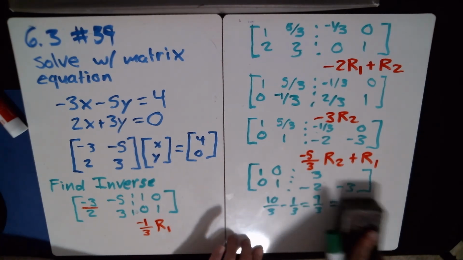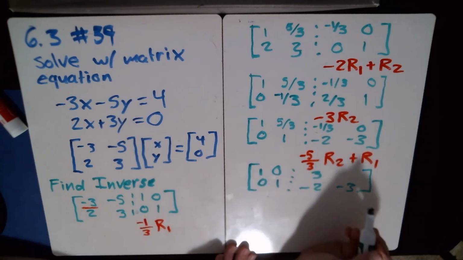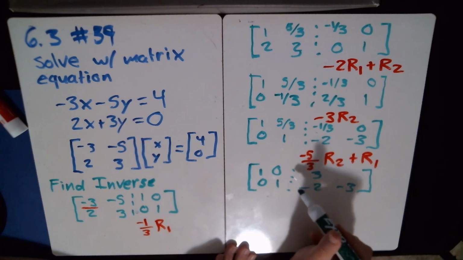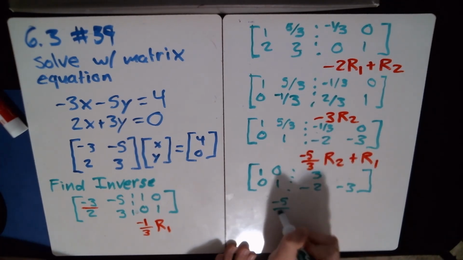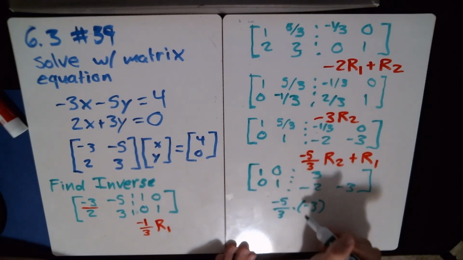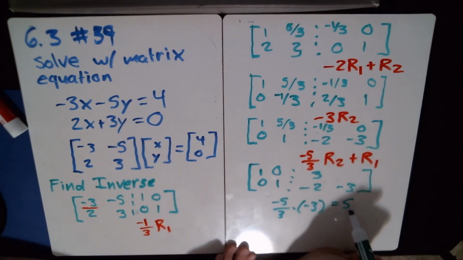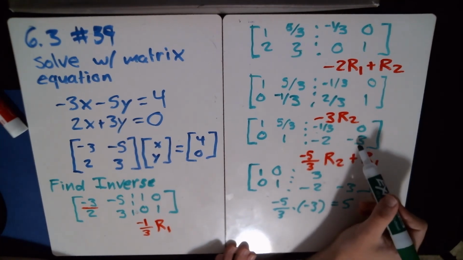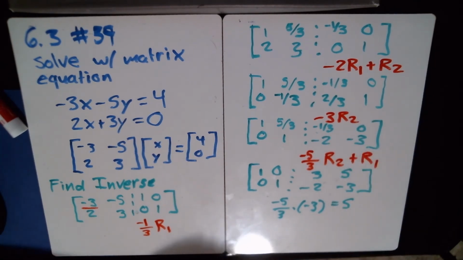Okay, so now we got that. Okay, and then we just do negative 5/3 times negative 3. That's going to be a positive number because there's two negatives. The 3's cancel out, we just get 5. Okay, so 5, and then we're going to add that up to row 1, which was 0, so 5 right there.